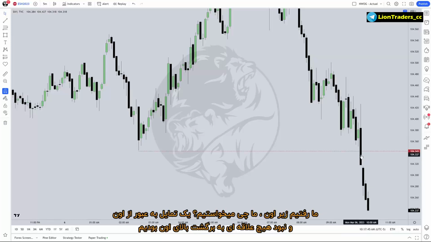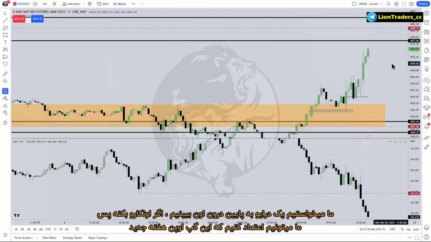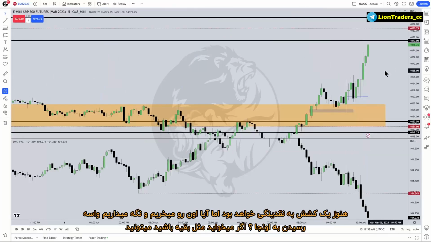We've gone through that. What were we looking for? A willingness to go through it and not have any interest in going back above it. We want to see it drive down into it. If it does that, then we can trust that this new week opening gap will still be a draw on liquidity, but do we just simply buy it and hold for it to trade to it?